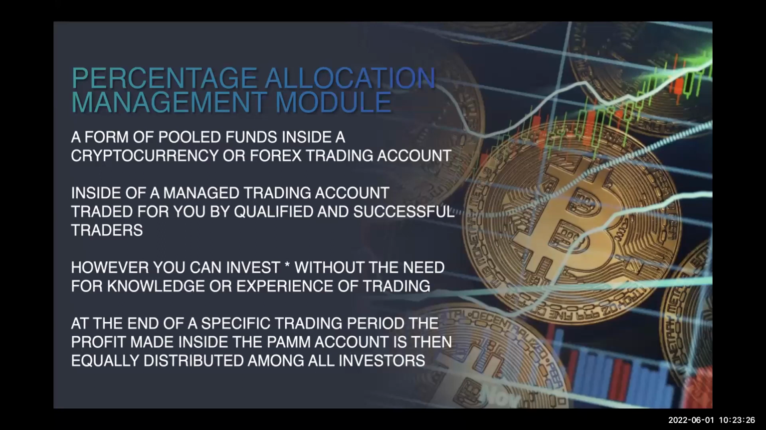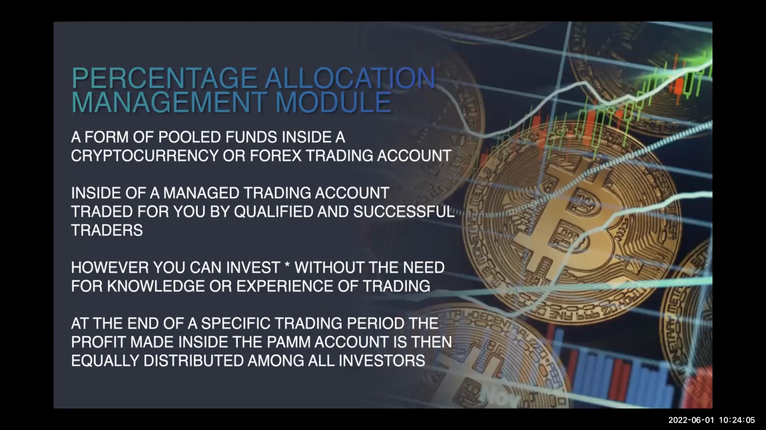We were kind of chatting earlier about learning how to trade and how difficult it can be, and that you need to probably learn for about 10,000 hours before you can be successful yourself. Well, most of us don't have 10,000 hours to learn how to be successful traders. So you're able to literally invest without the need for knowledge or experience of trading. Y'all, that means I can trade without trading. That means I can make 2 to 4% a week on average on my money without staying up all night long trading, because of this amazing percentage allocation management module.